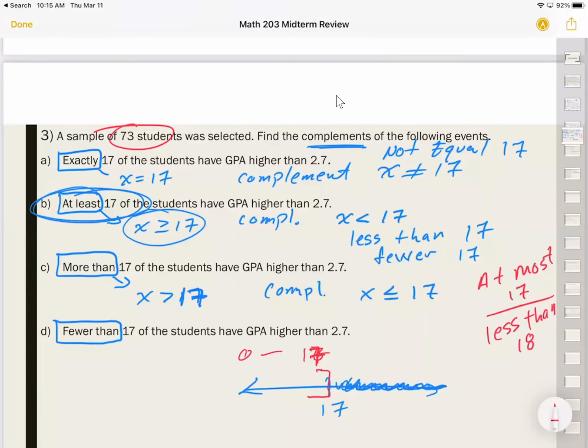Because if it's less than 18, we include the 17. So basically you ask yourself, do you include this endpoint here? If you include it in the description, your complement does not include it. If you do not include it in the description, then you have to include it in your complement. Is that making sense?